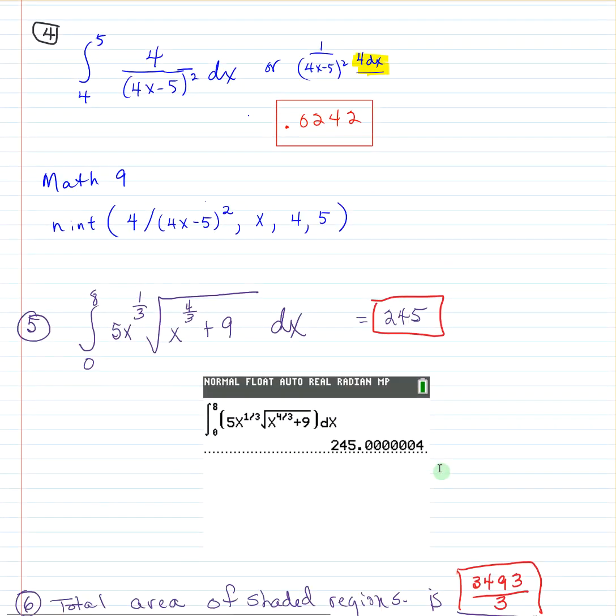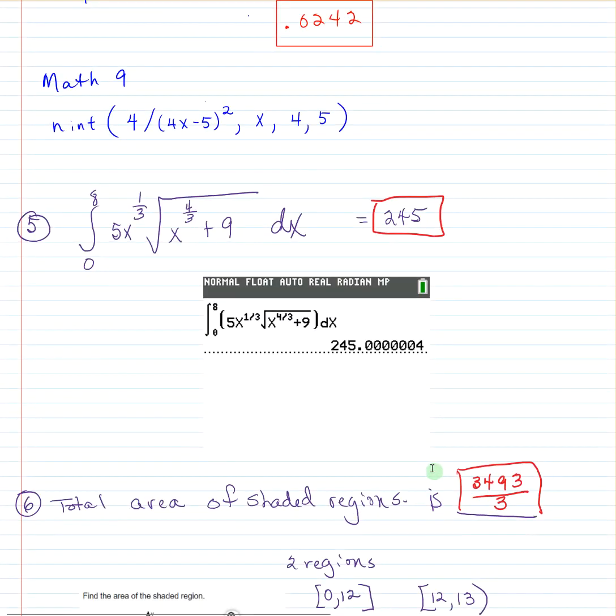All right, number 5, definitely one that's easier to do on the calculator. And I put the screenshot here. So integral from 0 to 8, I put the function here. When you put x and hit your caret key, you can put 1 divided by 3. And then inside, you have x to the 4/3 plus 9 come out, and you've got dx, and you should get 245. So I think that those two are definitely easier doing on the calculator.